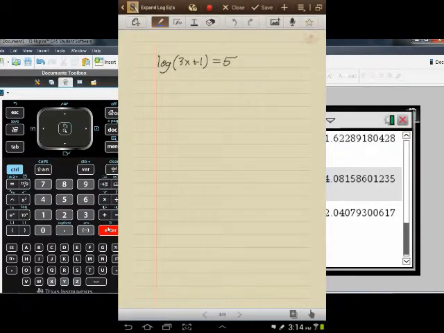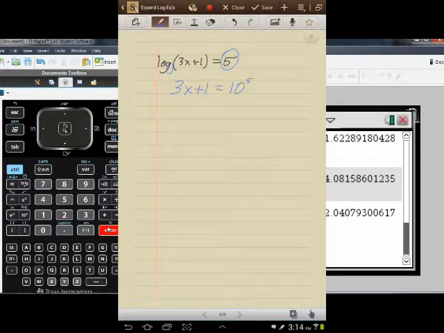Alright, this time we're going to go the other way. We're starting with log of 3x plus 1 equals 5. Notice there is no base there. So what base is that? Base 10. So 3x plus 1 equals 10 to the 5th power.